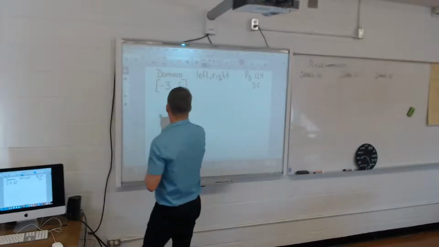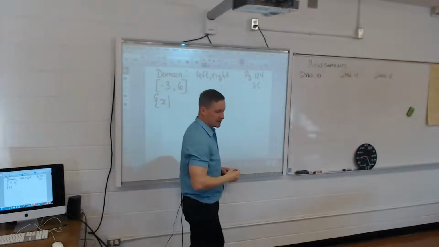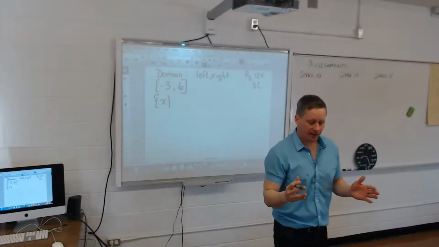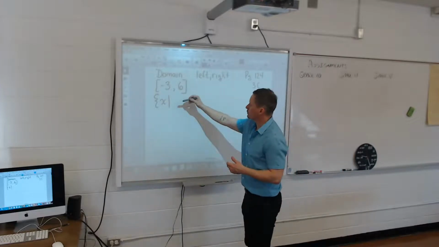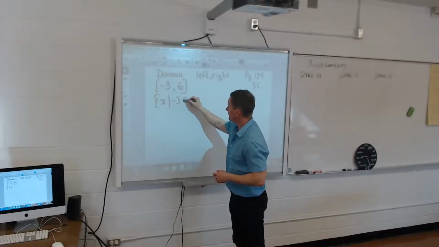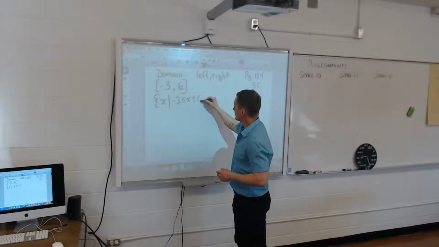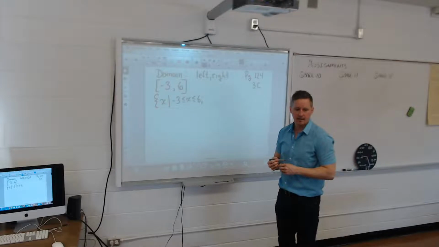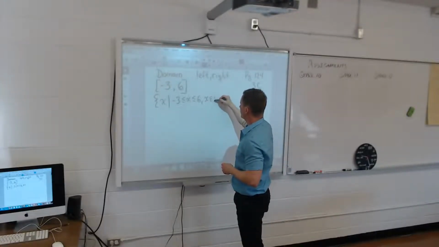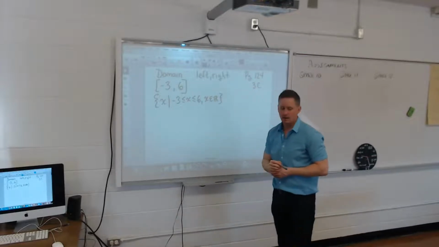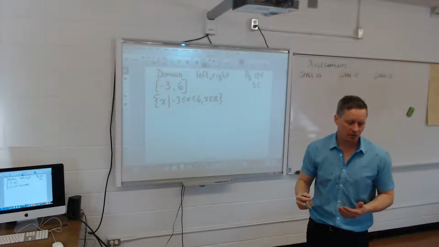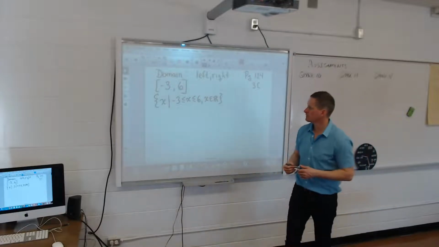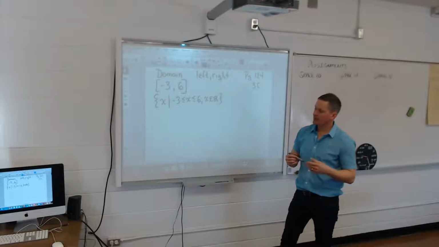To write that in set notation, x such that I put down the furthest left coordinate, because all of my x values are going to be between -3 and 6. So I want to show that in writing. So I go -3 less than or equal to x less than or equal to 6. So I've got -3 is less than or equal to x is less than or equal to 6. Where x, again, is an element of the real values. Now, again, all that's saying is that it's continuous and it includes all fractions or decimals. So again, it's from left to right.